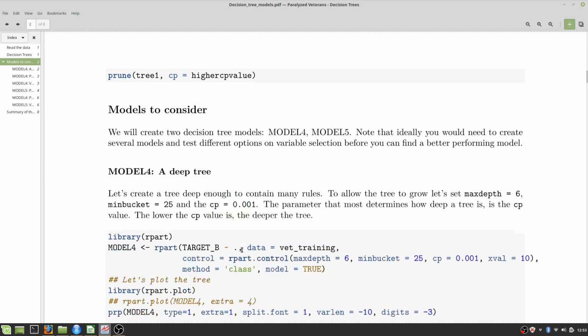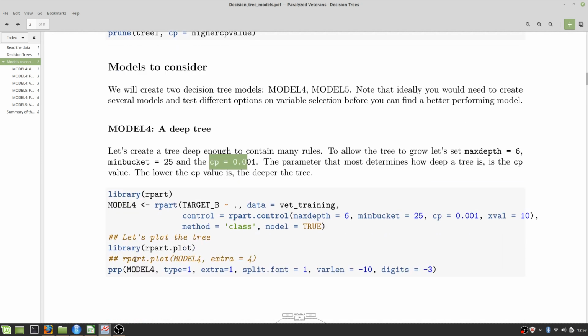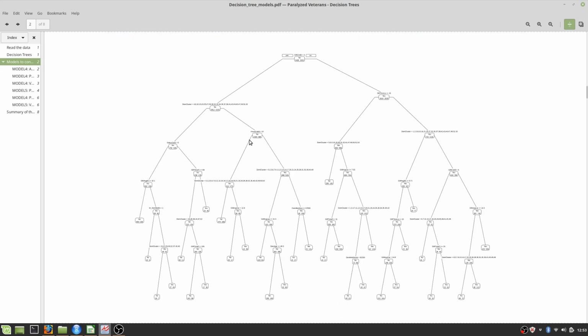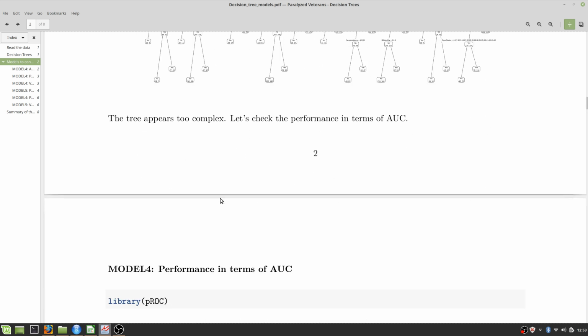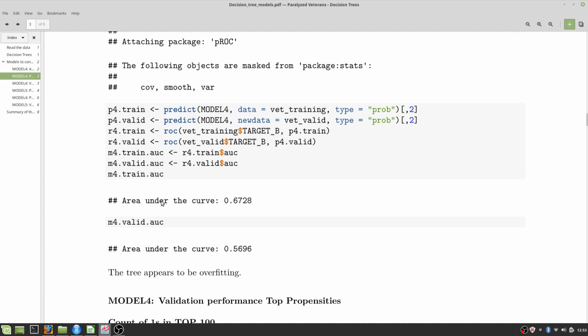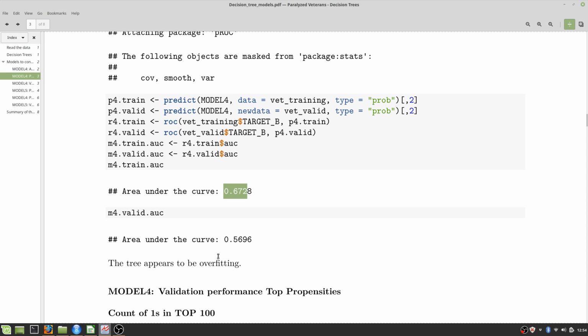Having done that, we obtained the following tree, where some of the cases are not even discernible. I don't expect you to look at those, but we found that the area under the curve for the training was 0.67, and for the validation it was 0.5696. So the model appears to be overfitting.